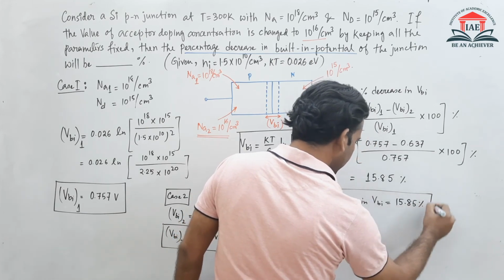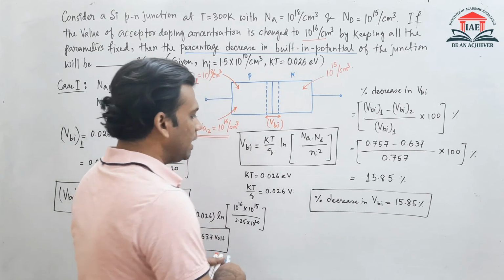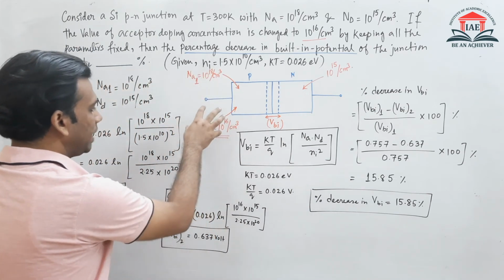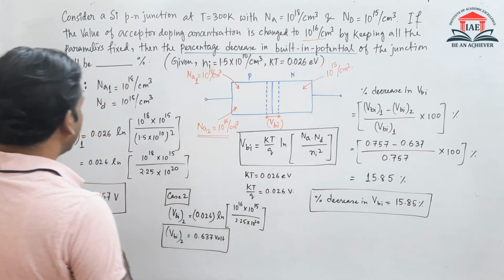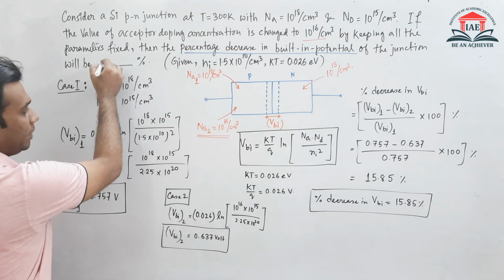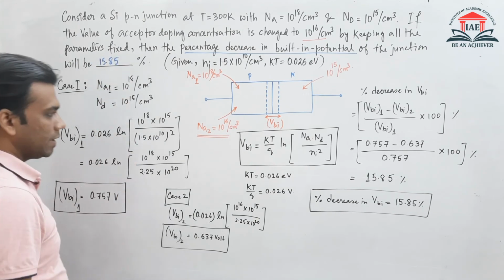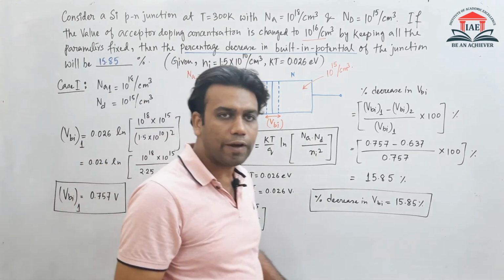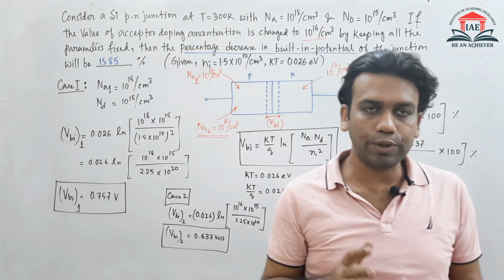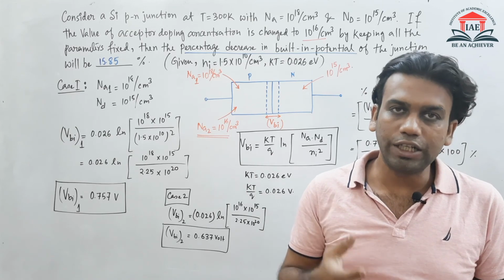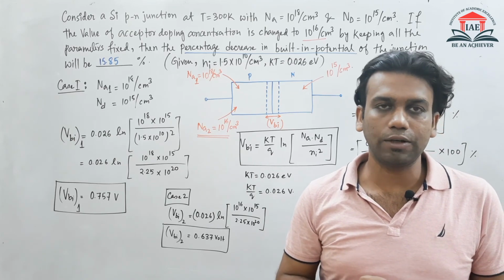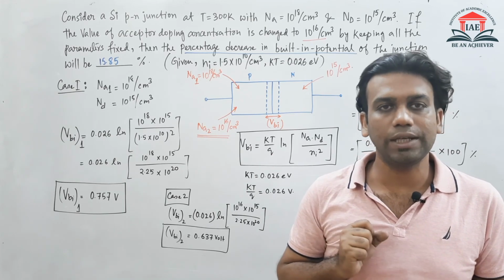So this is the percentage decrease in the VBI due to the change of the acceptor concentration. So I can write here the answer will be 15.85%. So in this way we can find the decrease in the built-in potential due to the change in the acceptor doping concentration in the PN junction.